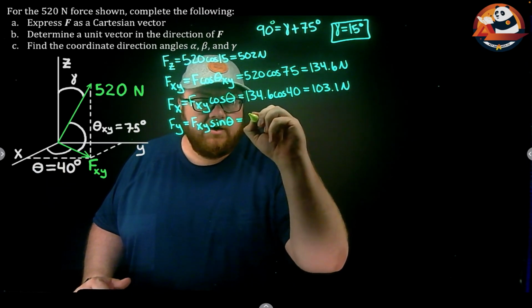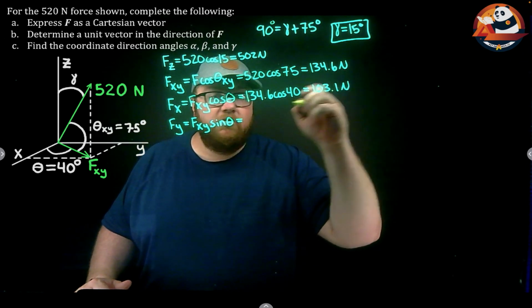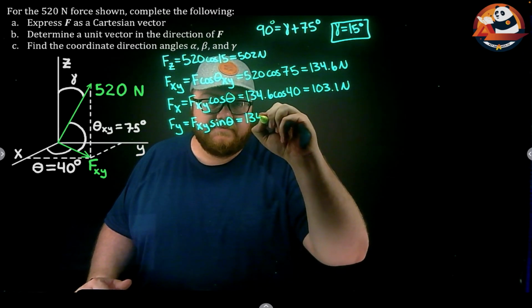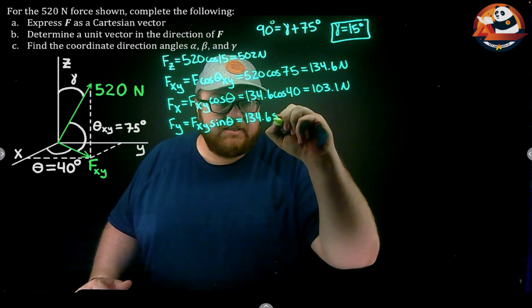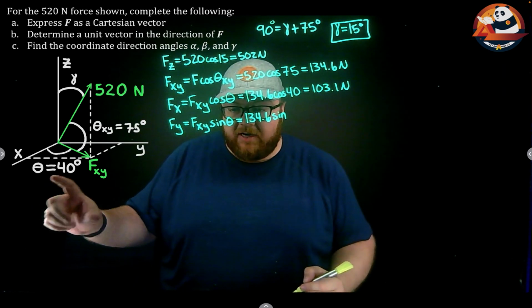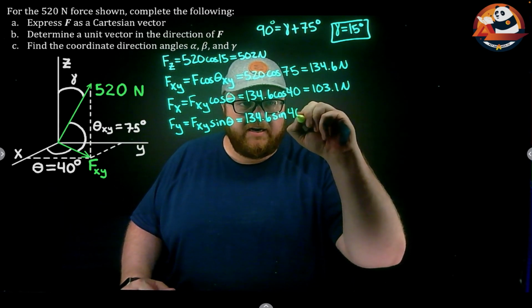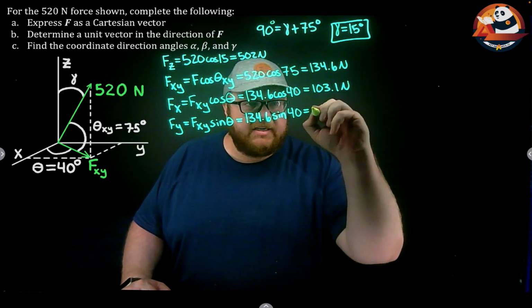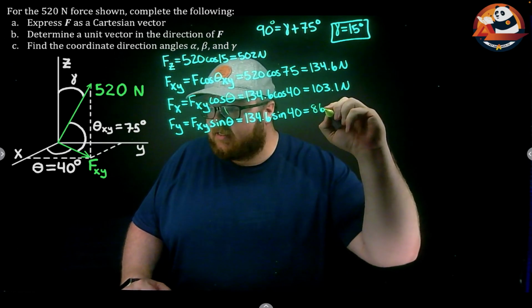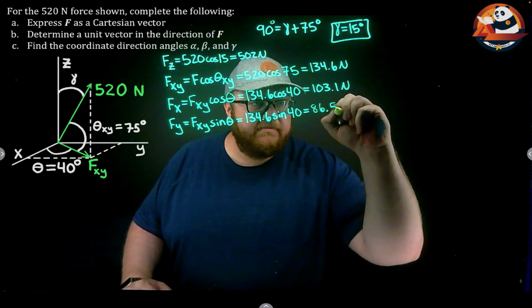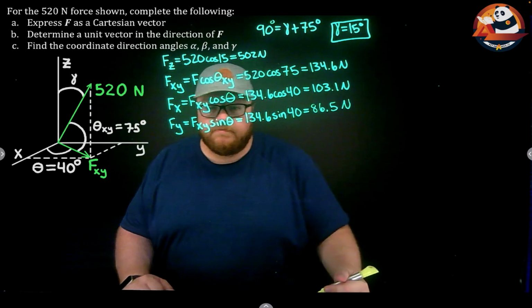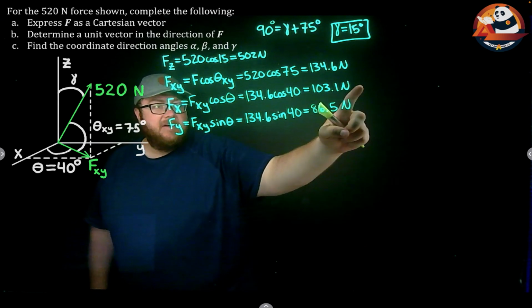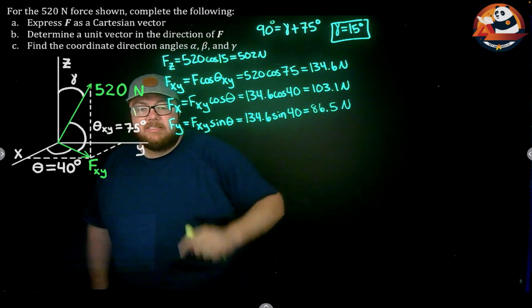Sine theta. This is my Fxy, still 134.6, times the sine of theta, which we're given as 40 degrees. Sine 40 is going to get me to 86.5 newtons. Which right now I have x, y, and z components.